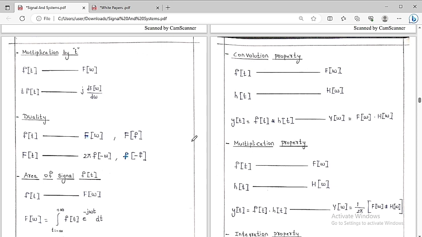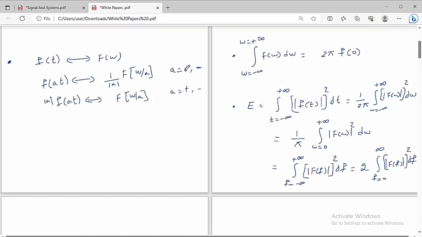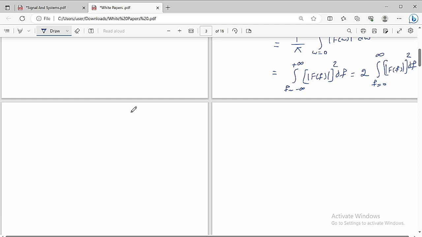So therefore, let me write the property here so that we can easily understand. So I can say that for f of t, the Fourier transform is F of omega. Then for t into f of t, the Fourier transform is j into dF of omega by d omega. This is what I am trying to tell you. So this is always you have to keep in mind.